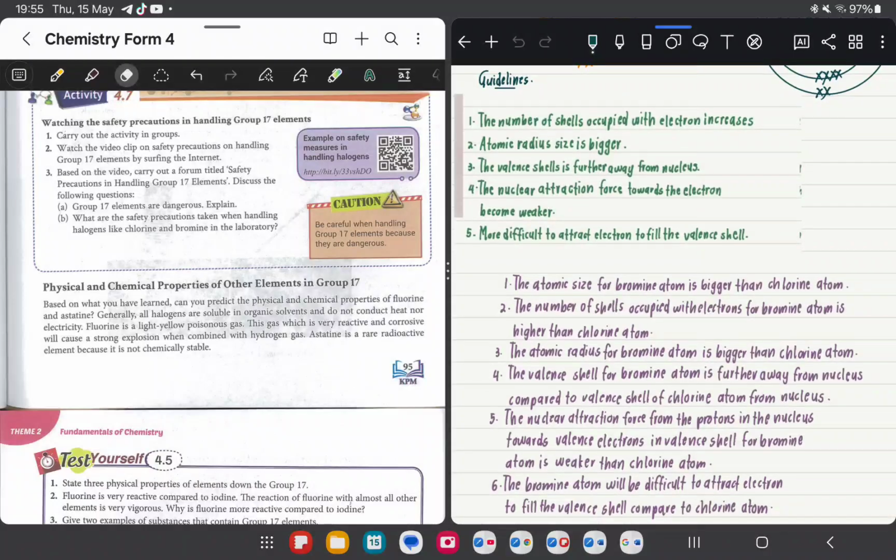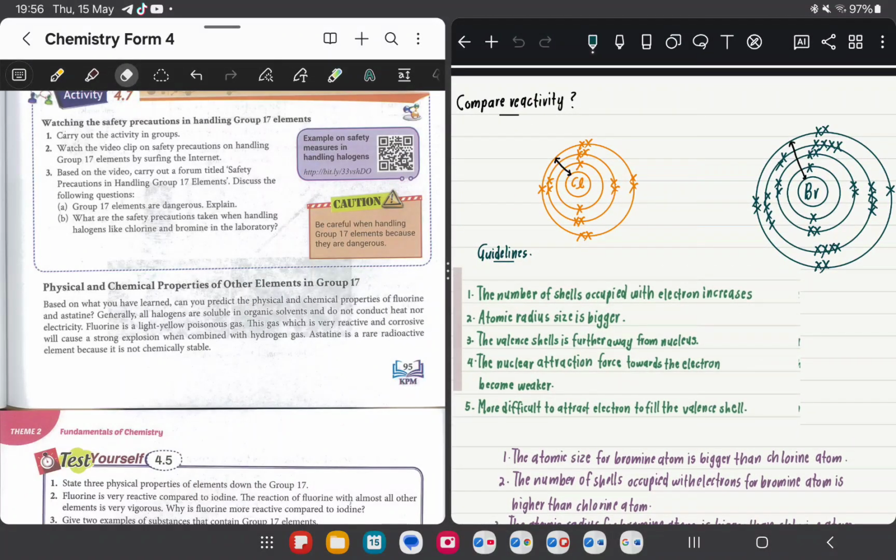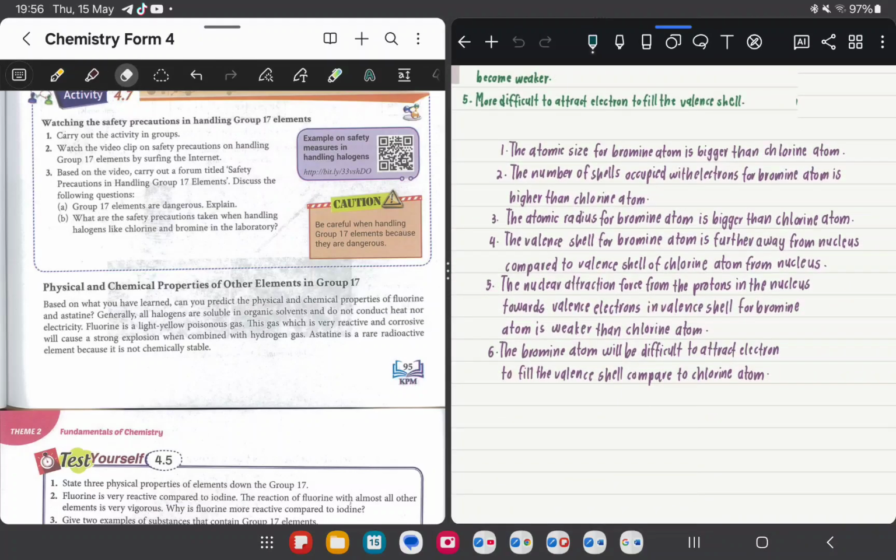Okay, so just now we made a conclusion here. The one that is very reactive is chlorine. Okay, not bromine. Okay, so I hope it's clear for you. You can give a try between bromine and iodine. Then you can tell me whether you understand or not. For those who don't understand, please play back the video and see.